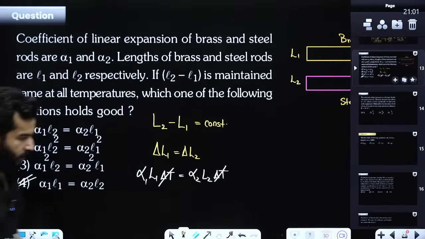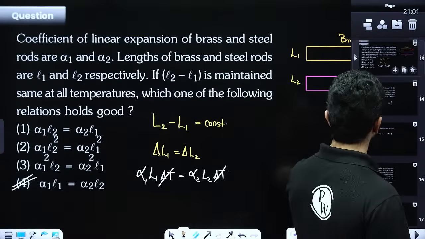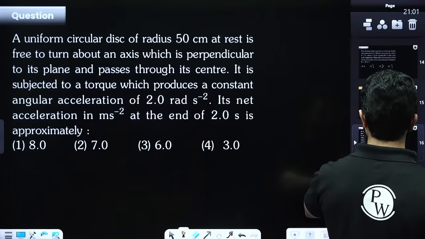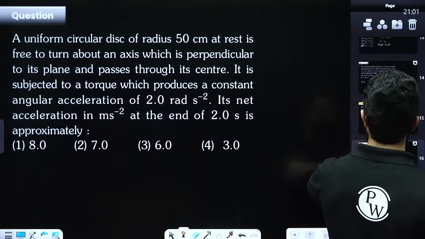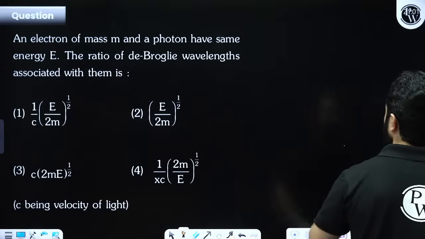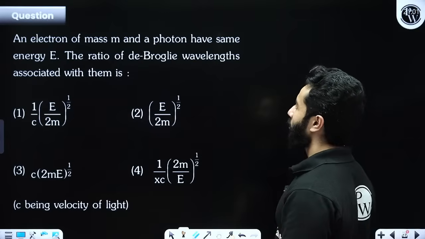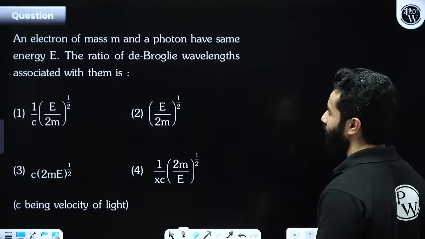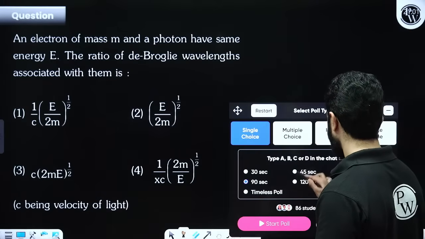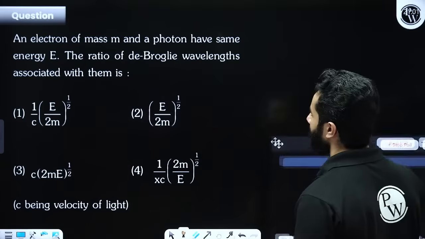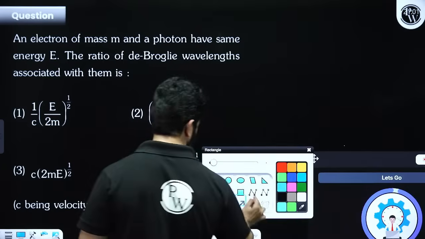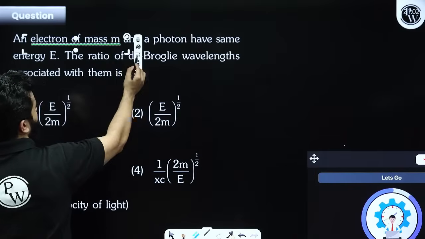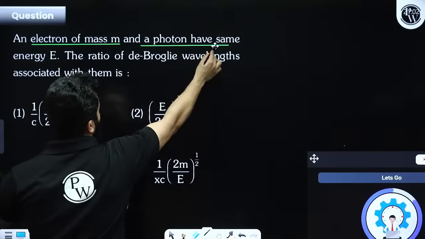Now let's move to a question. First let's solve this problem. An electron of mass m and a photon have the same energy E. The ratio of de Broglie wavelength associated with them is? Let's start. First they are talking about an electron of mass m, and they are talking about a photon.